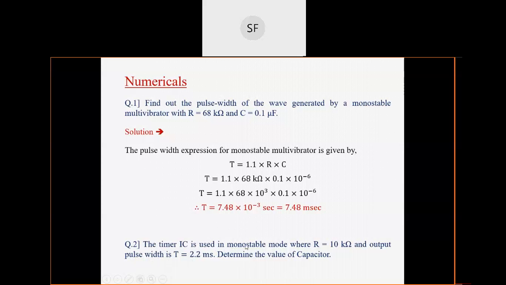The timer IC is used in monostable mode where R is 10 kilo ohm and the output pulse width is T equals 2.2 millisecond. Now in this case, the resistor and the value of pulse width are given. You have to determine the value of the capacitor. So you can use the same formula. T is given and R is also given. You have to find out the value of C. Just calculate this, wait for a couple of minutes, and give me the final value of the capacitor.